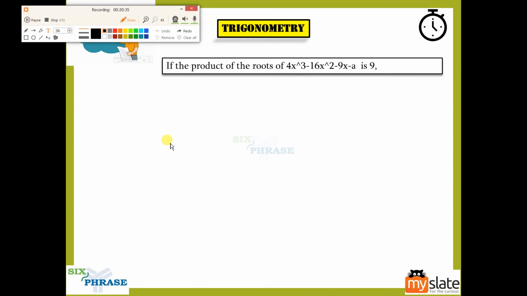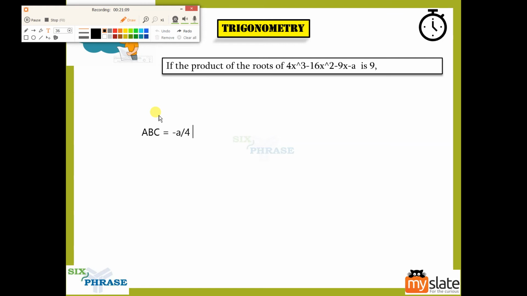So the next one is: if the product of the roots of 4x cubed 16x square minus 9x minus 9a is 9. So you know product, right? How do you do products, guys? So abc will be equal to minus d by a. What is d here? d is minus 1 here. So a is 4, so minus 1 by 4. So they say this, sorry, it is not minus 1, it is minus a. Okay, it is minus a, so it is minus a by 4.